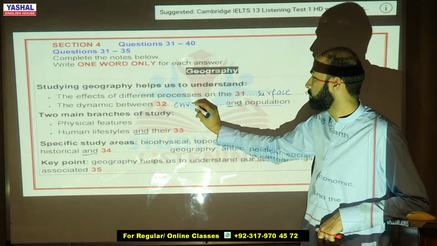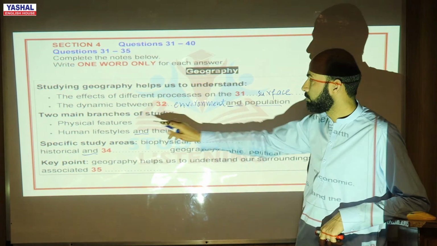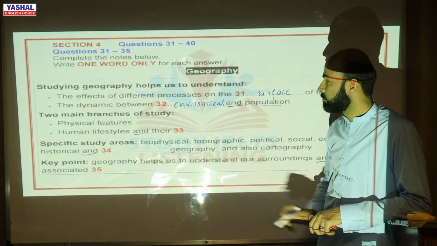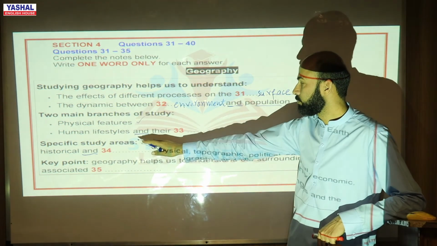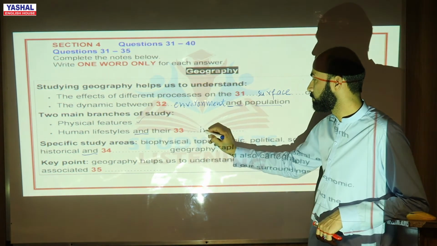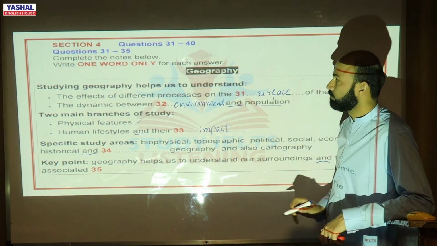Okay, we like to think of geography as having two main branches. There's the study of the nature of our planet, its physical features, what it actually looks like, and then there's the study of the ways in which we choose to live and of the impact of those on our planet. Our current use of carbon fuels is a good example of that.